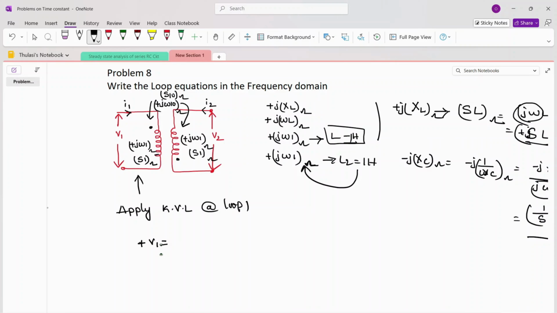Which is nothing but we directly transformed into the frequency domain. Okay, so the applied voltage is V1 of s. So V1 of s is equal to, we want to write down the self-inductance of this coil, so this I can write down as I into R.